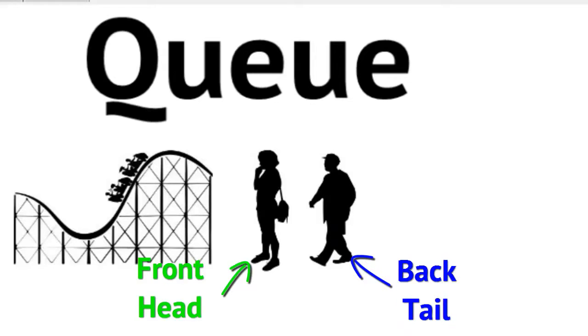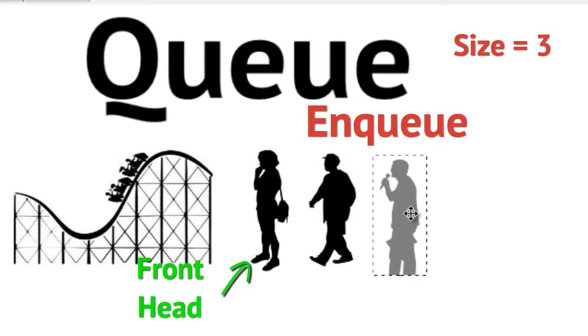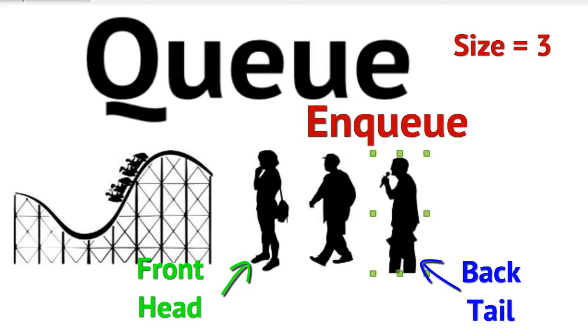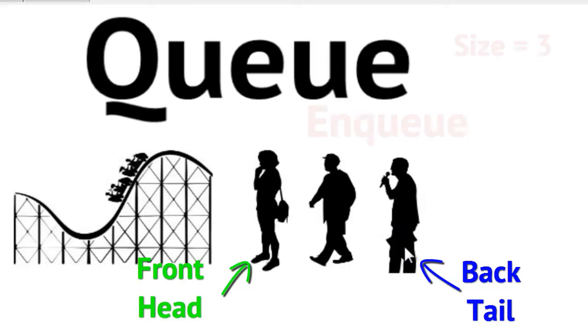Then maybe another person comes along and gets in-queued. So we did another in-queue operation here. For whatever reason, he has a microphone, so maybe he's singing or talking to people on a loudspeaker. But he's been in-queued, and he now becomes the tail of the queue or the back of the queue. The lady is still the front of the queue or the head of the queue. And this gentleman here really doesn't have a specific name. He's just in the middle somewhere.